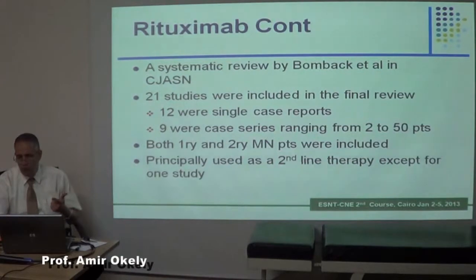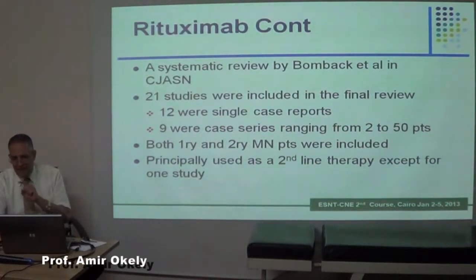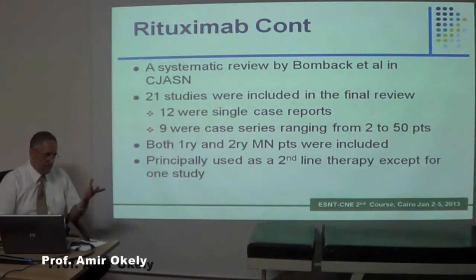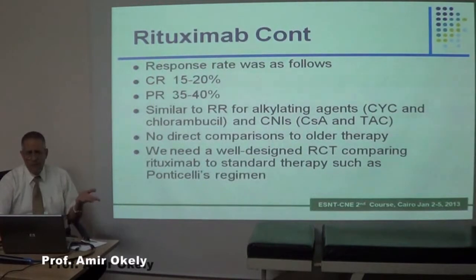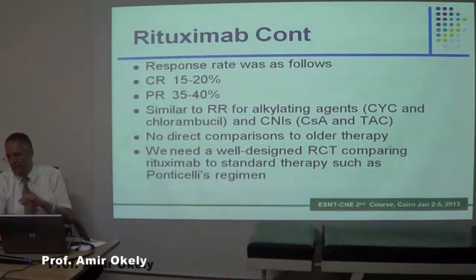to 50 patients. Both primary and secondary membranous nephropathy were included in this meta-analysis, and rituximab was principally used as the second line therapy except for one study. Rituximab was used as the second line therapy, not first line therapy. What about the result? Response rate was as follows: complete remission 15 to 20%, partial remission 34 to 40%, similar to response rate for alkylating agents.